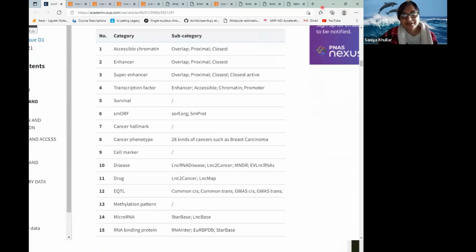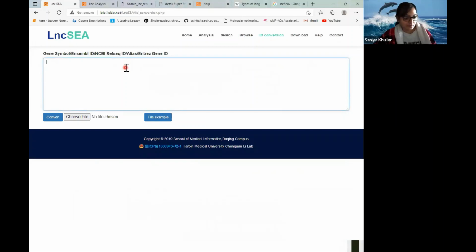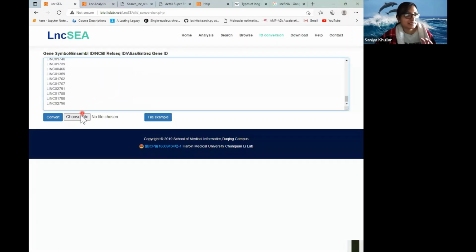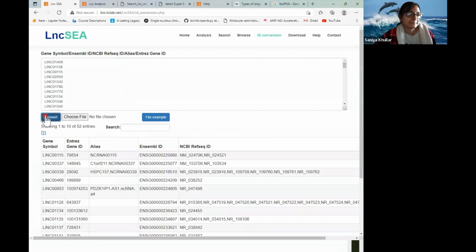So now let's go back to our list of 74 long non-coding RNAs. The first thing I can show you is, we can either upload a file, use an example file, or just paste our list of these 74 long non-coding RNAs. I pasted this list of 74 here, and I'm going to do convert.